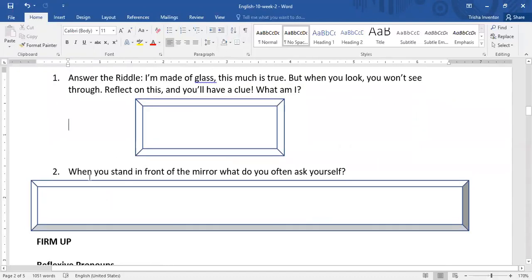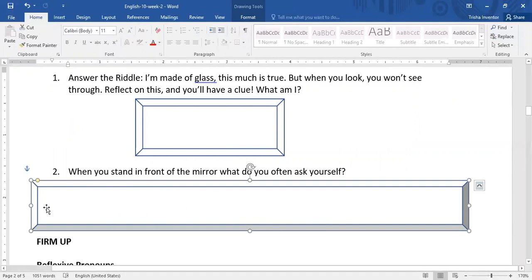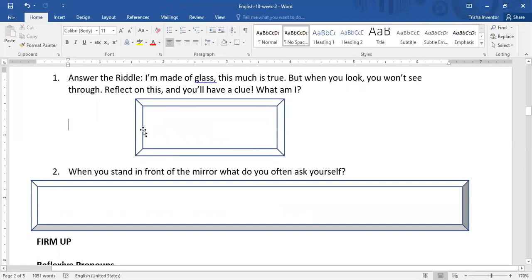And then in number 2, this is somewhat like a reflection for you. So when you stand in front of the mirror, what do you often ask yourself? So you write it here. So this one, it's a longer box because it requires you to write sentences. In here, it's a smaller box because it requires you to write a word or a phrase. So it depends upon the answer of this riddle. So we only have one answer for that. So I think it's very obvious.